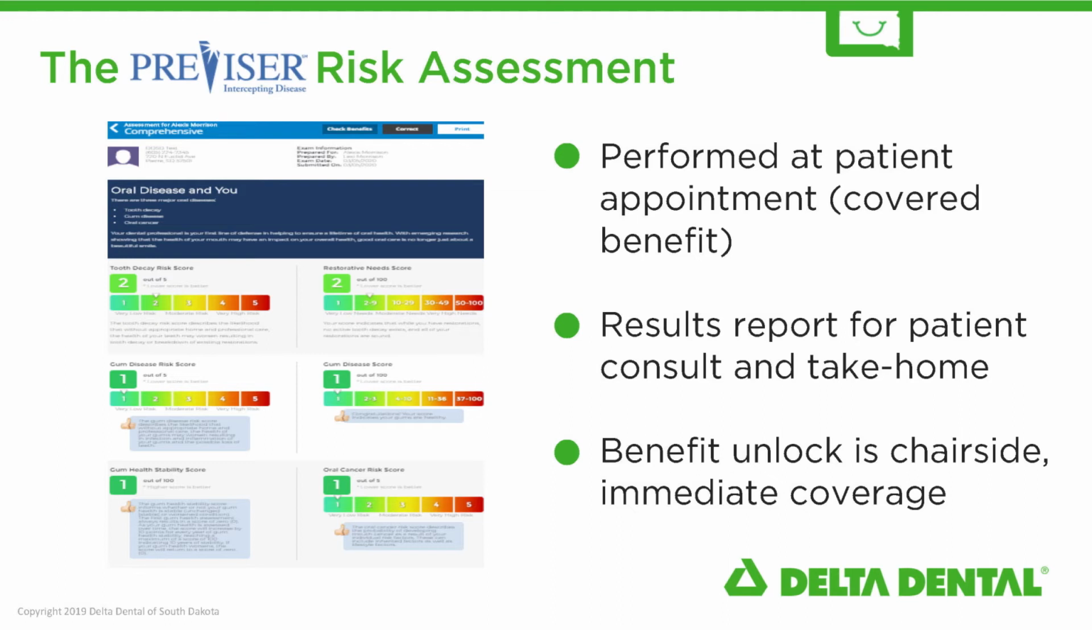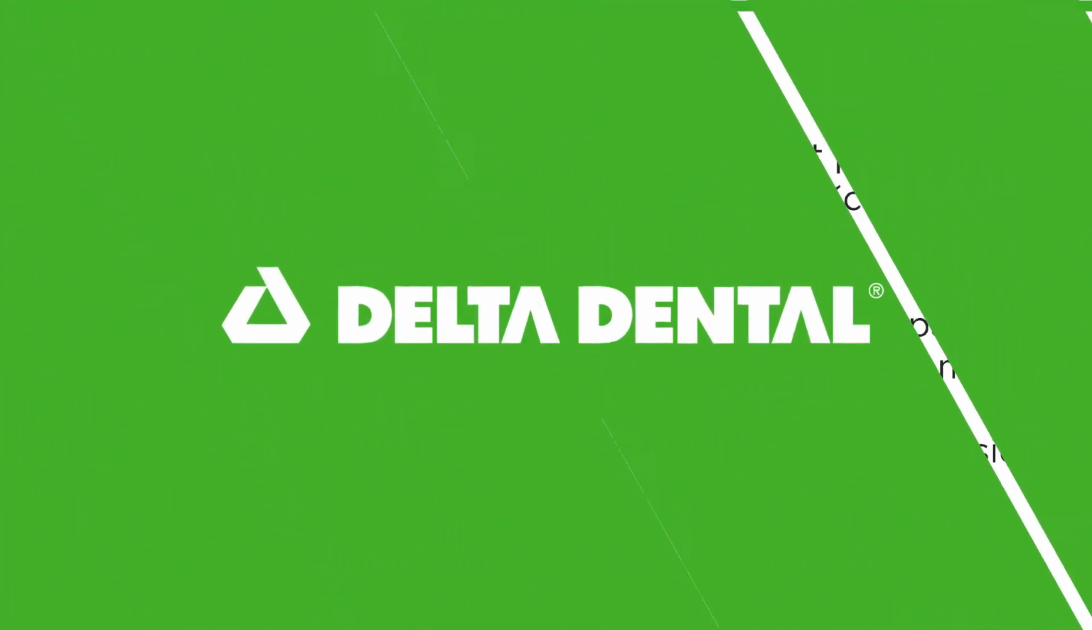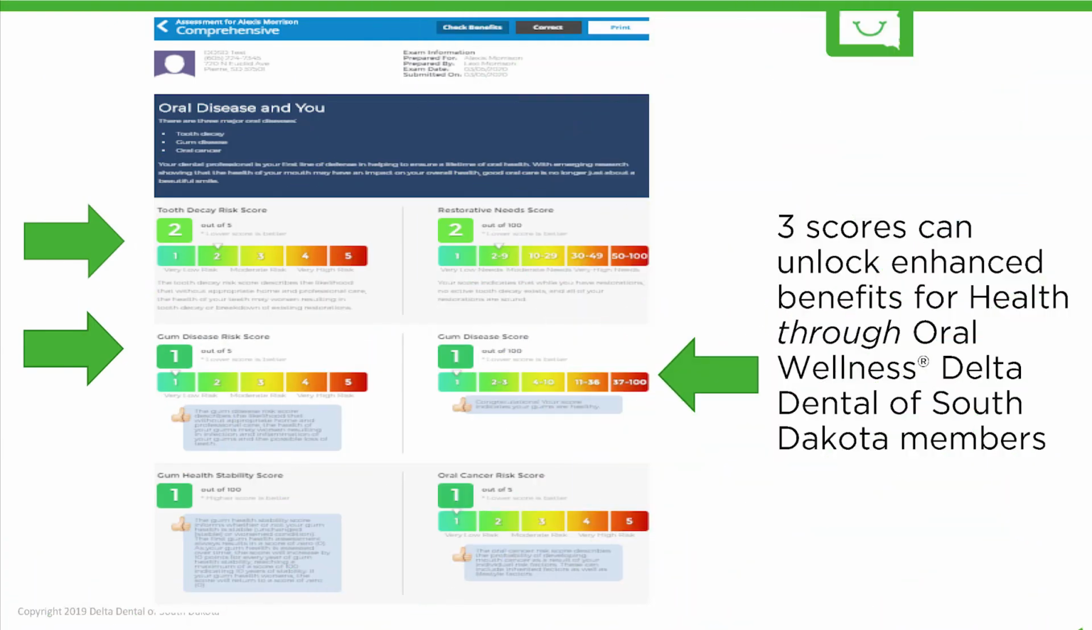Chairside. It generates validated risk and severity scores for periodontal disease using a patented, clinically based predictive analytics. The scores also include a clinically validated restorative needs score, a CAMBRA-consistent caries risk score, an oral cancer risk score, and if the risk score is high enough, the risk assessment will unlock additional preventative benefits for the Delta Dental of South Dakota patients with the Health Through Oral Wellness program. What are the scores that unlock additional benefits, and what specifically are those additional benefits?